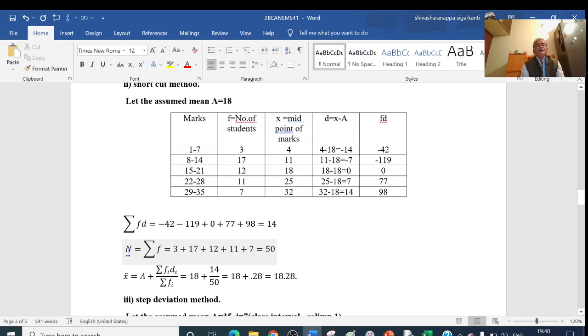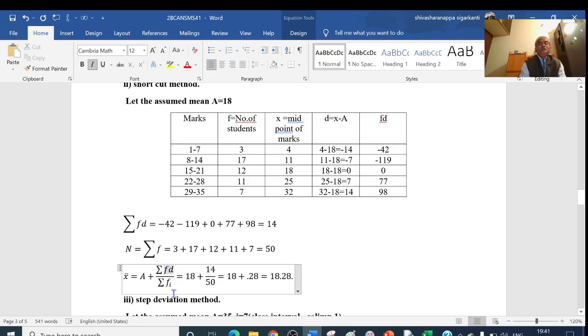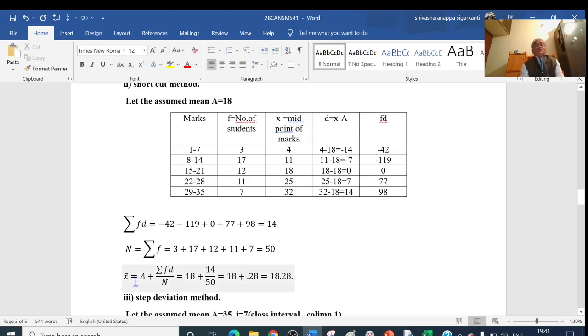And n is equal to sigma f, the summation of the frequency. This is equal to 50. Then my formula is x bar equal to A plus sigma FD by N. A equal to 18 plus sigma FD equal to 14 divided by N equal to 50. 18 plus 0.28. That is 18.28. This is by the shortcut method.